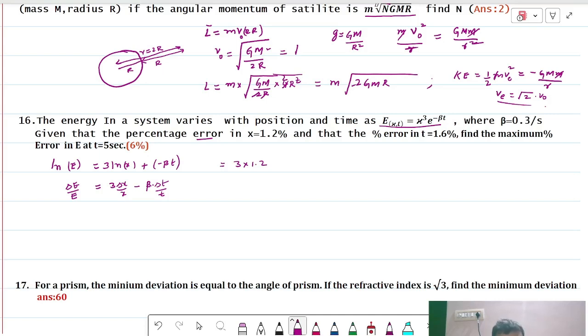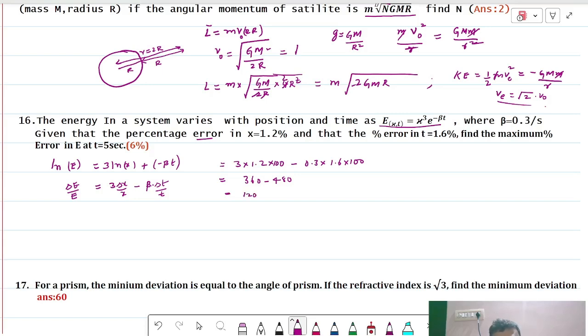So delta x by x is the percentage error, so into 100 you can go: minus 0.3 into 1.6 into 100. So that is equal to 3 into 120, which is 360 minus. The asking percentage error is 160 into 3, 480. The minus indicates decreasing here. So 480 by 160 again is 120.